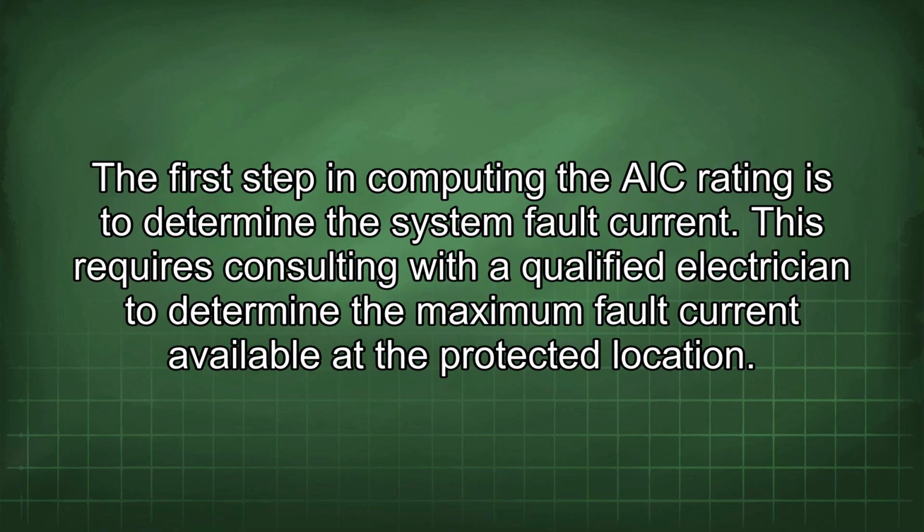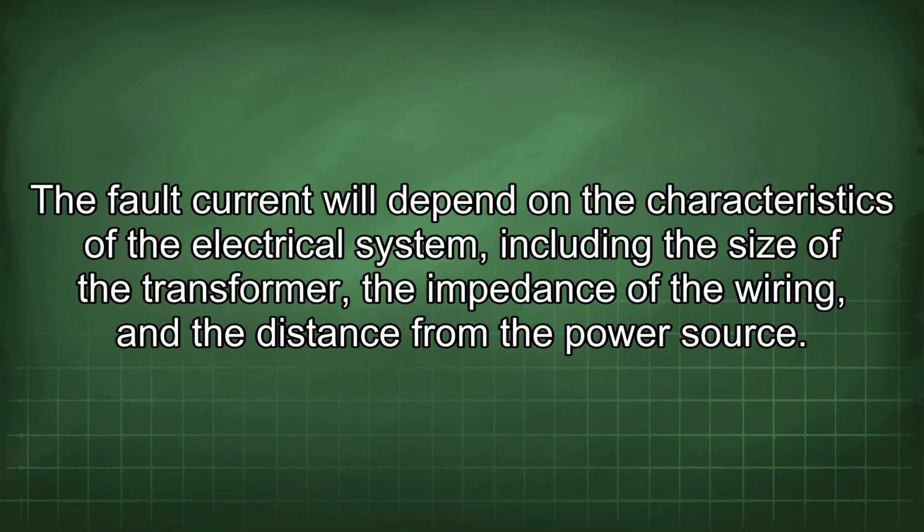The first step in computing the AIC rating is to determine the system fault current. This requires consulting with a qualified electrician to determine the maximum fault current available at the protected location. The fault current will depend on the characteristics of the electrical system, including the size of the transformer, the impedance of the wiring, and the distance from the power source.